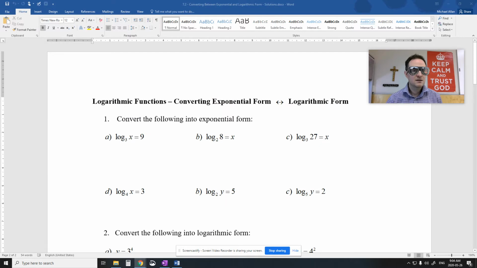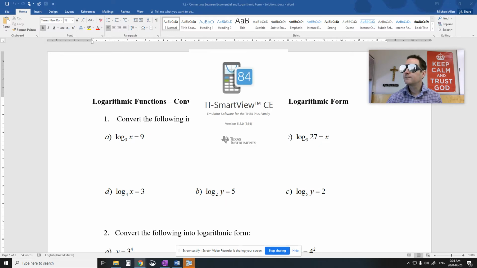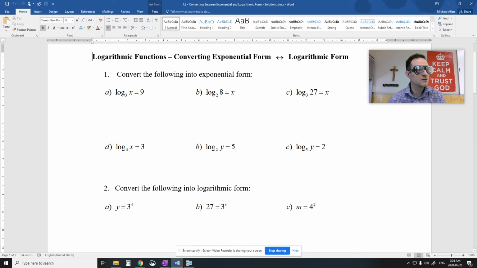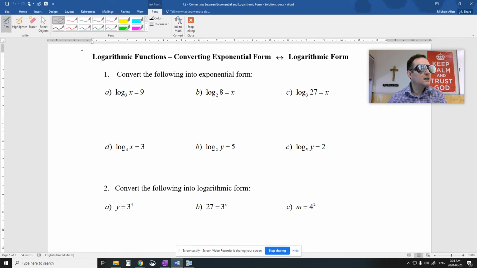Okay, so I should probably pull out my calculator. Just 1 second. Okay, so as my calculator here is loading, we'll just go through the first couple here before we get to the evaluate part. So we want to convert the following into exponential form.